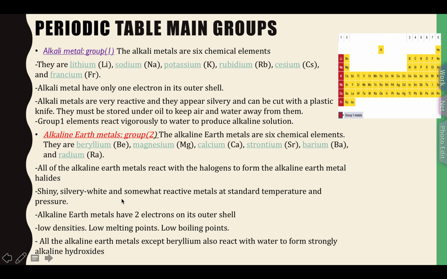The alkaline earth metals have low densities, low melting points, and low boiling points. All the alkaline earth metals, except for beryllium, also react with water to form strongly alkaline hydroxides. So all of them, except for beryllium, react with water.